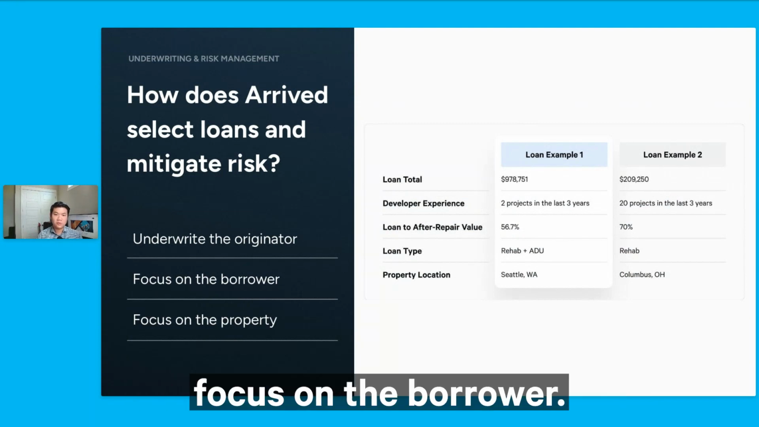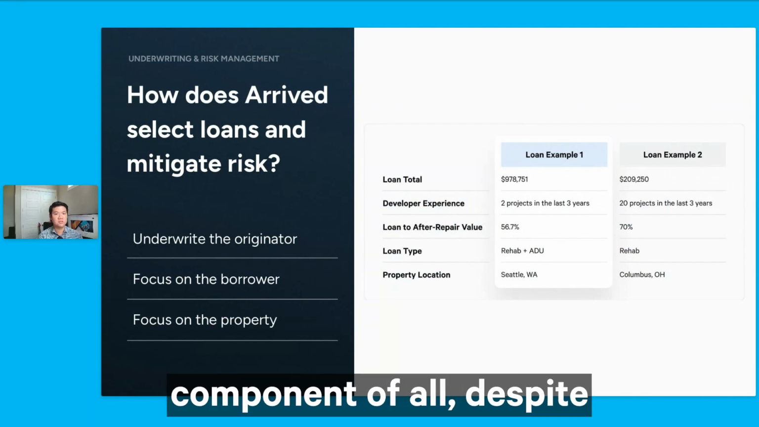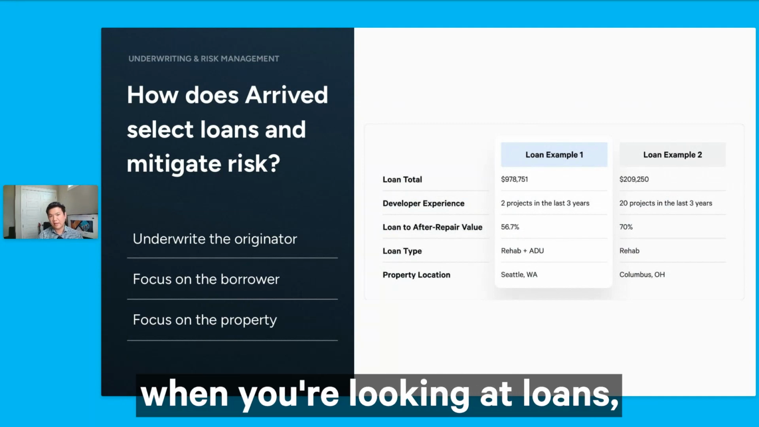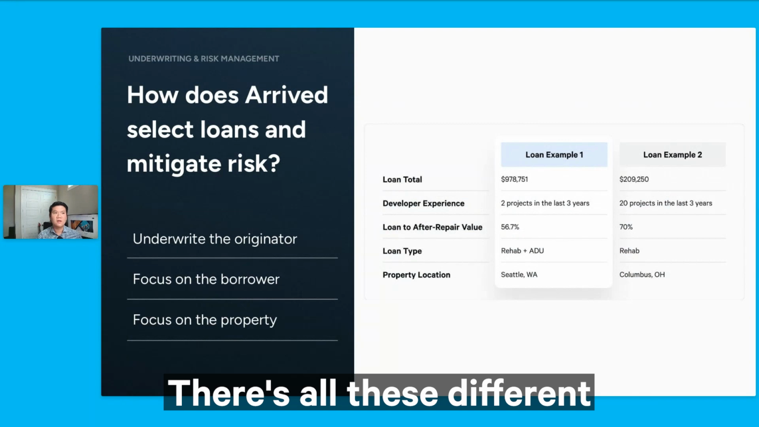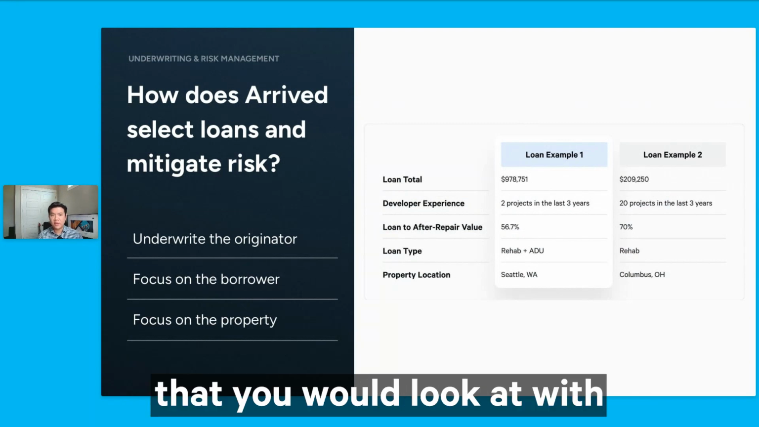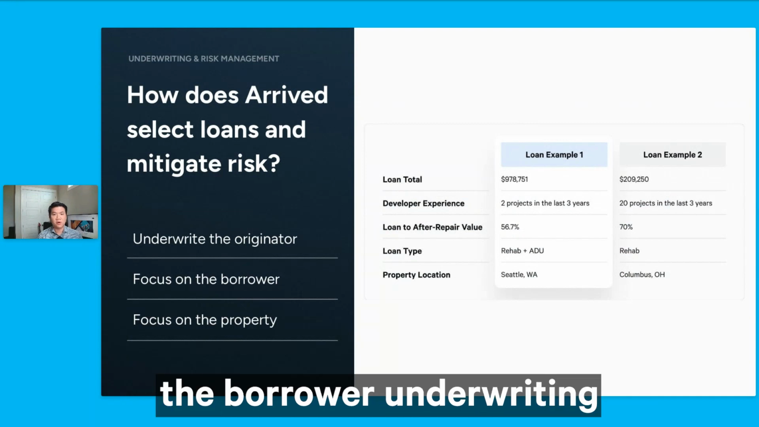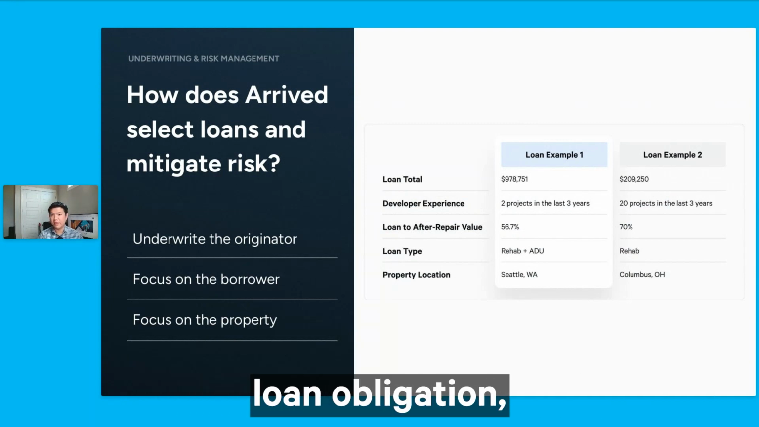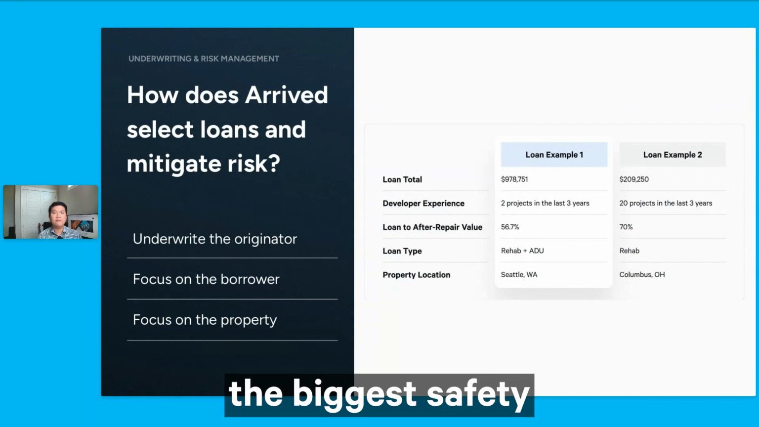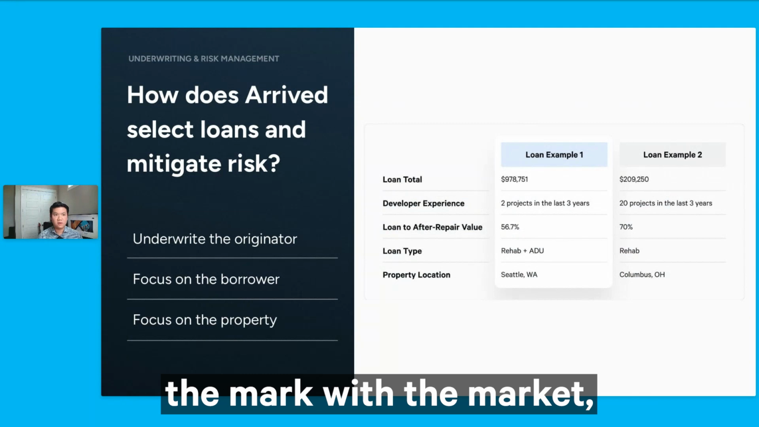After that, you want to focus on the borrower. And arguably, this is the most important component of all, despite people thinking, oh, when you're looking at loans, there's loan to value ratios, there's risk adjusted returns, there's all these different attributes that you would look at with respect to the property and the loan rates. But arguably, the borrower underwriting is the most important because that developer, through a recourse loan obligation, is really the biggest safety net against performing because you could have a project that maybe doesn't hit the mark with the market.